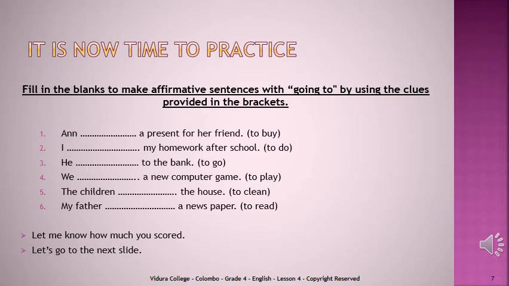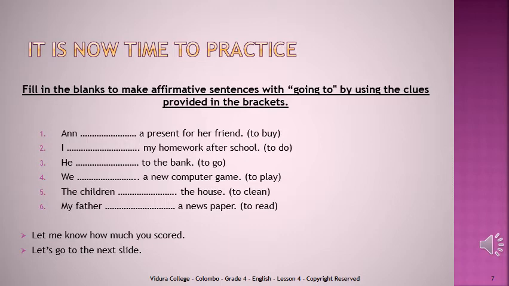My dear children, it is now time to practice. Fill in the blanks to make affirmative sentences with going to by using the clues given in the brackets. First one, Anne blank a present for her friend. Second one, I blank my homework after school.